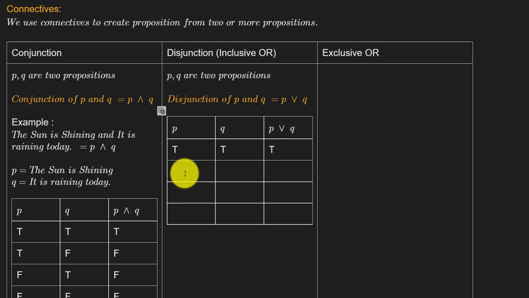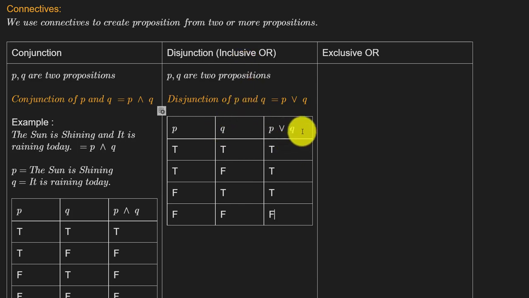So if P equals true, Q equals false, this expression becomes true because P is true. If P equals false, Q equals true, this also becomes true, this particular expression. If both are false, then only this particular expression becomes false. So this is inclusive OR, or disjunction.